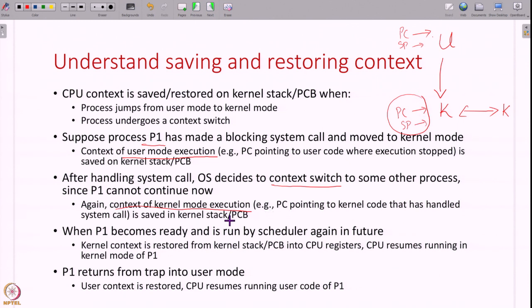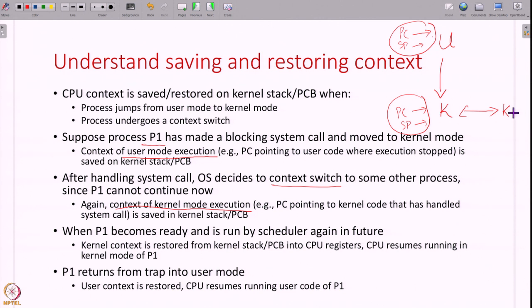And this is also once again saved in the PCB or the kernel stack. So recall that context is not just one thing. Every process does not have just one value of context. Wherever you stop a process in user mode, there is some context you have to save. When you stop a process in kernel mode, there is some context you have to save. This context also you will save and you will jump to some other process.